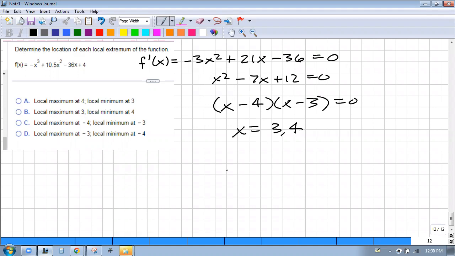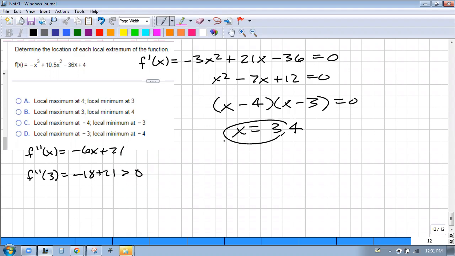So are these minimums and maximums? Well, let's do the second derivative test. That's fastest. It'll be negative 6x plus 21. So there's the second derivative. Let's check 3 here. This would be negative 18 plus 21, which is positive. So at the number 3, this thing is concave upward. That means that's a minimum.